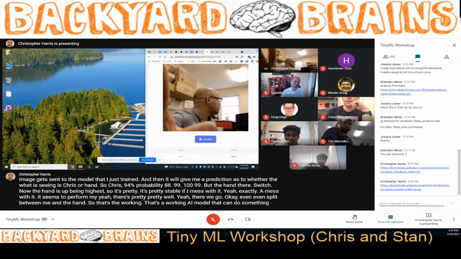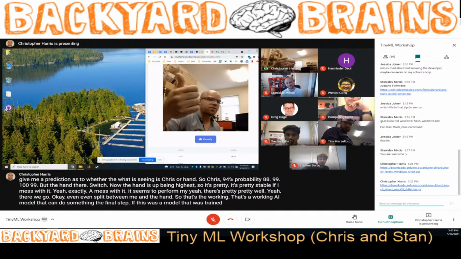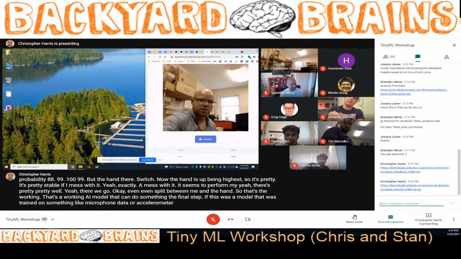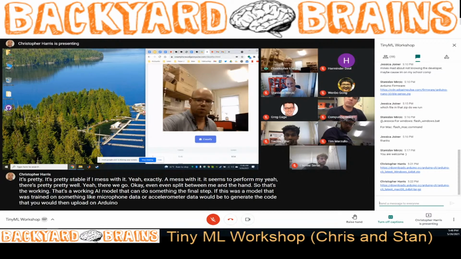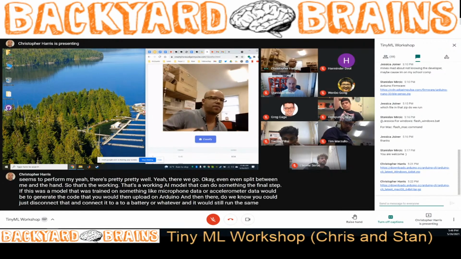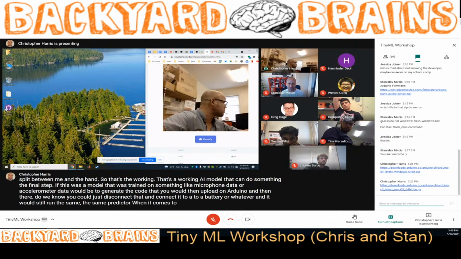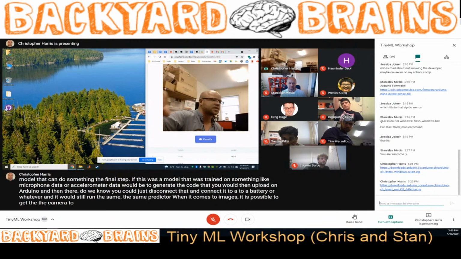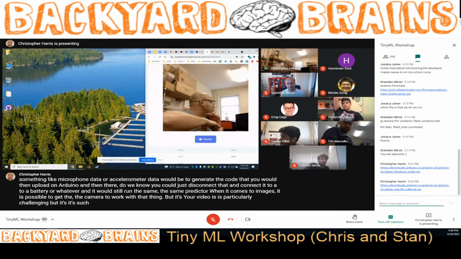The final step, if this was a model trained on something like microphone data or accelerometer data, would be to generate the code that you would then upload to the Arduino. Then you could disconnect the Arduino, connect it to a battery or whatever, and it would still run the same predictor. When it comes to images, it is possible to get the camera to work with that, but video is particularly challenging. It's such a large data format relative to any other kind of one-dimensional data that we typically look at.